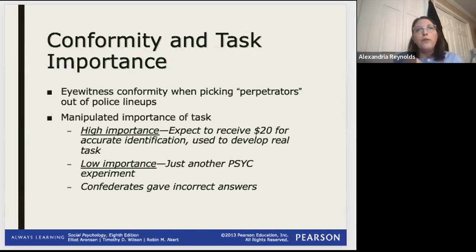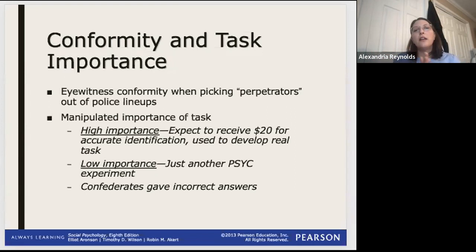So they did this for 2 groups. The experiment was the same for both groups, but one group was marked high importance and one group was marked low importance. So they manipulated one variable across the 2 groups. And that was the amount that they paid, right?